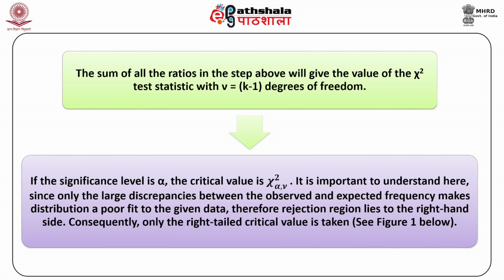The sum of all the ratios gives us the value of the chi-square test statistic with nu equal to k minus 1 degrees of freedom. I am sure by now you are familiar that we define the degrees of freedom by the symbol nu. Now, if the significance level is alpha, the critical value is denoted as chi-square alpha nu. It is important to understand here, since only the large discrepancies between the observed and expected frequency make the distribution a poor fit to the given data, the rejection region lies to the right hand side of the distribution.